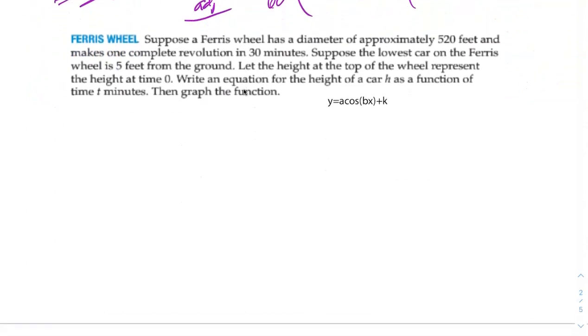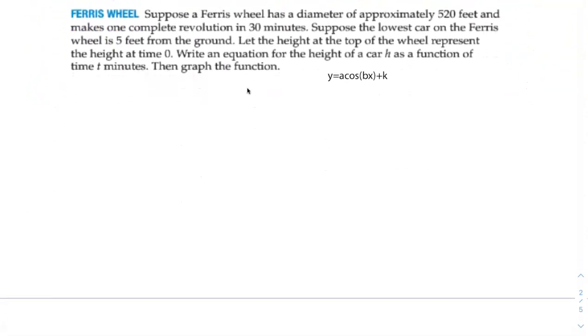Next one, it's a Ferris wheel problem. I think we did one of these before. Suppose a Ferris wheel has a diameter of approximately 520 feet. So let's draw my little Ferris wheel. I could do better on that. There we go. Technology. Then I'm going to do this. Straight line. Look at that. That's how bad I can draw. There we go.